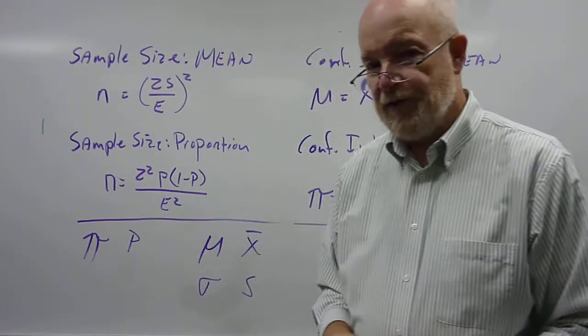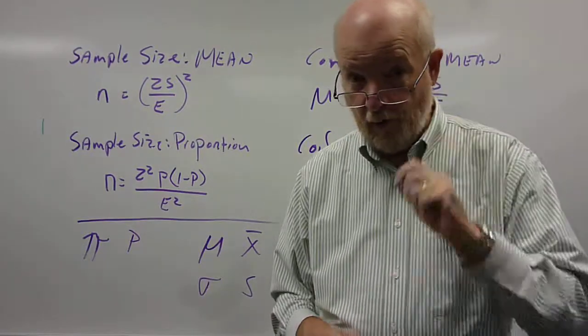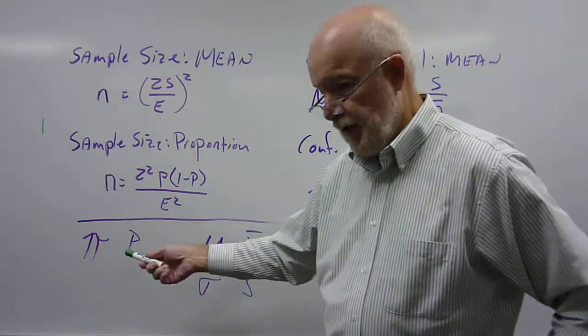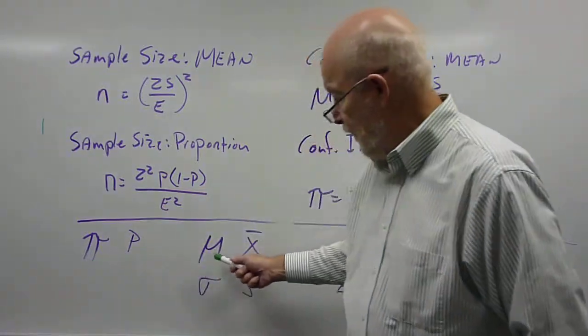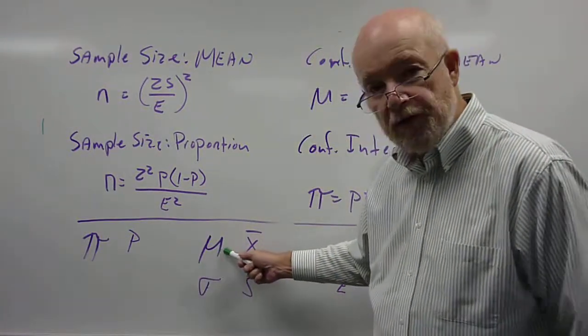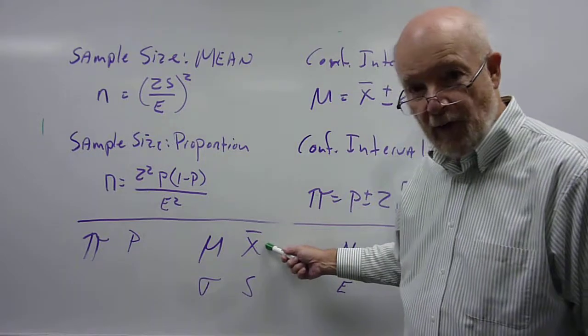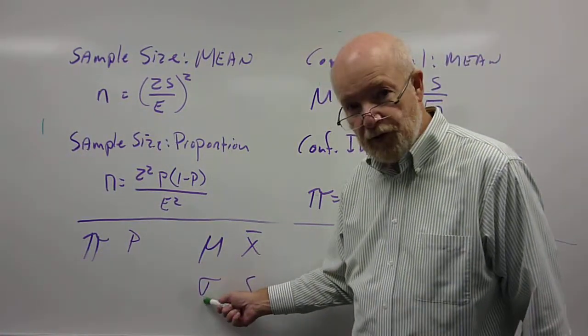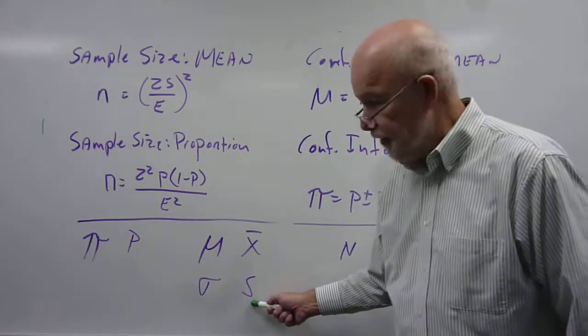So this is the wrap-up and summary of our calculations for our sample size and confidence intervals. If you remember, we have looked at a number of terms. We have the mean, which is mu, the population mean. We have x bar, the sample mean. We have the population standard deviation. We have the sample standard deviation.